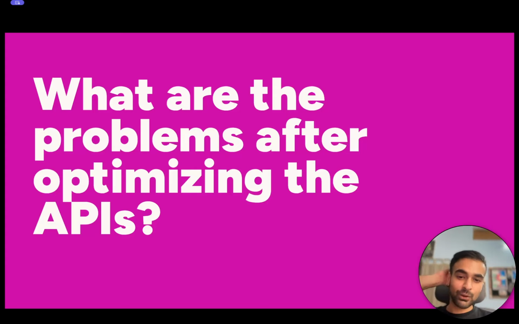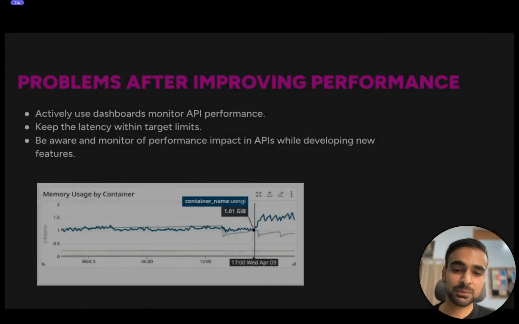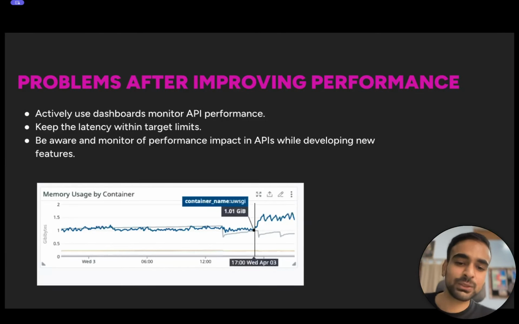But yeah, now we have the question: what are the problems after optimizing the API? What are the problems that we face once the optimization is done? This is not in the scope of this video, but just something to think about. I think the biggest problem is maintaining those improvements which you have made, so keeping all those improvements to stay where they were.